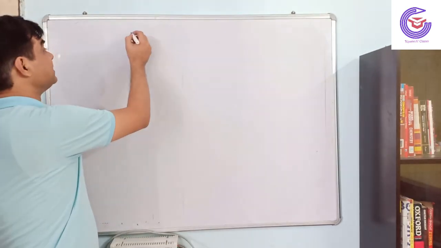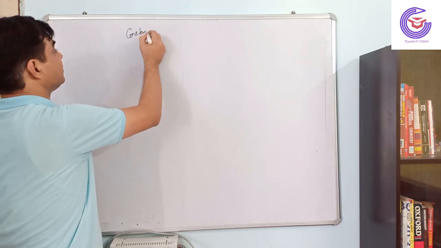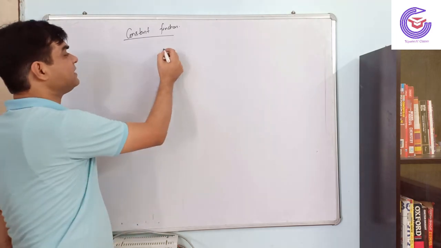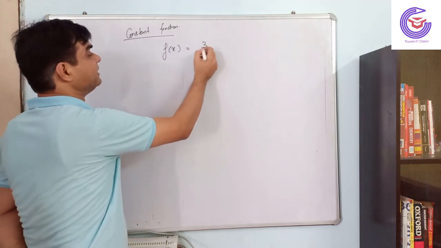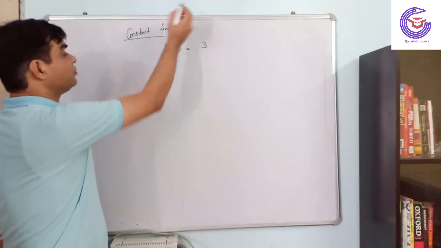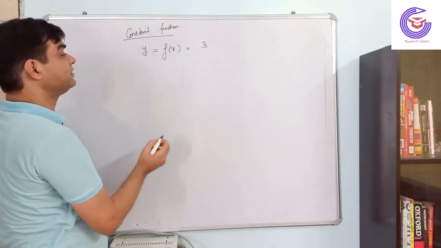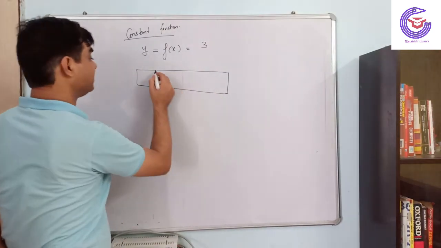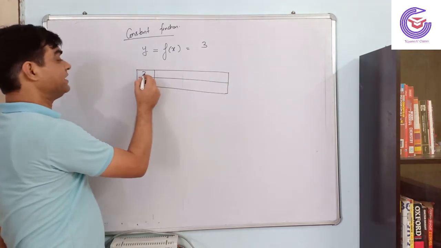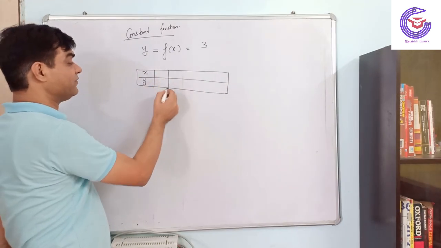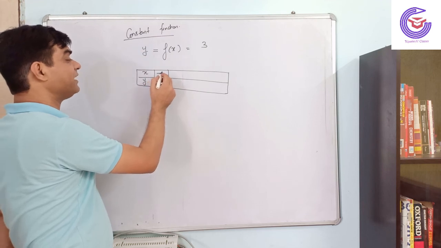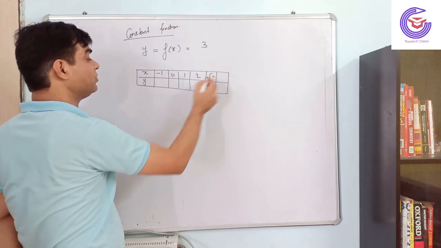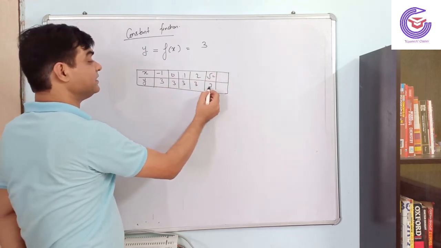So in constant function, let's take one example. f(x) is equal to 3. So you can write something like y is equal to 3. If you plot a graph, how do you plot a graph? Let's make a chart. Here you provide a value of x and you get a value of y. For any value, like if you give -1, 0, 1, 2, root 2, in every case you will get the value 3.